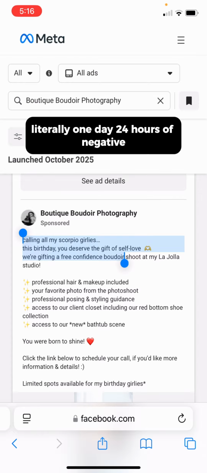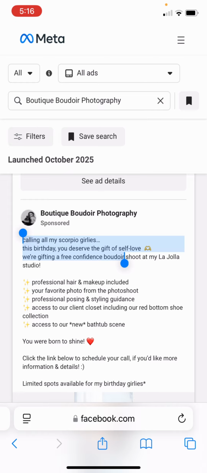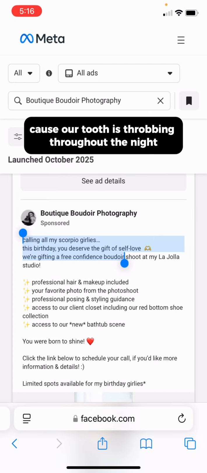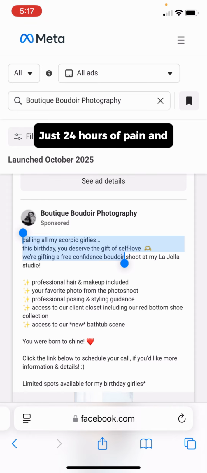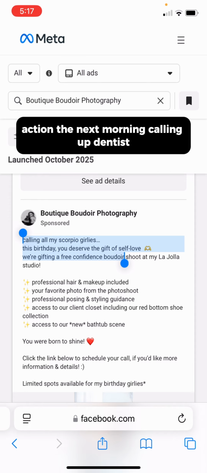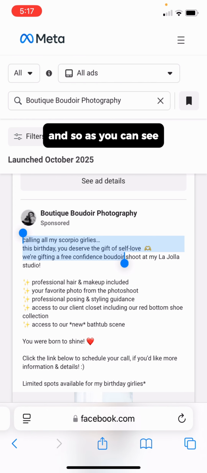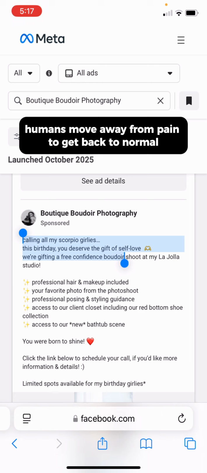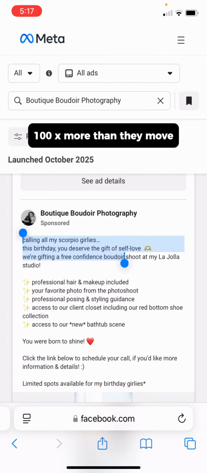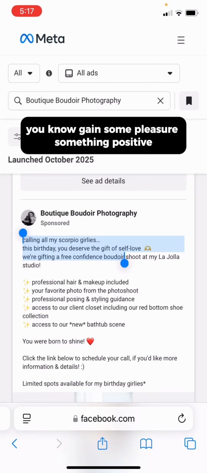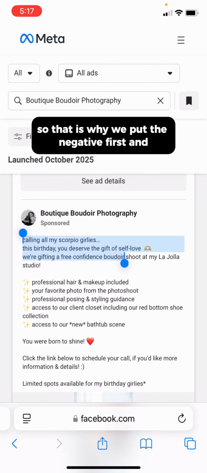But literally one day, 24 hours of negative, breakfast, lunch, dinner, pain, sleep, pain, can't actually go to sleep because our tooth's throbbing throughout the night. Just 24 hours of pain. And oh yeah, dude, we're taking action the next morning, calling up the dentist's office, calling whoever, because we got to get away from this pain, solve this pain. And so as you can see, humans move away from pain to get back to normal 100x more than they take action to move from normal to some gain, some pleasure, something positive. So that is why we put the negative first.